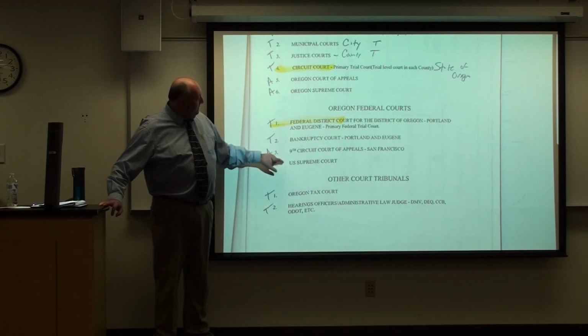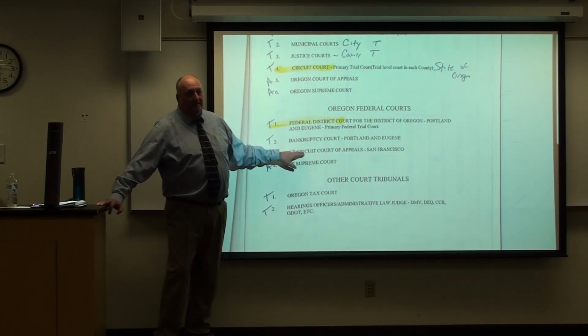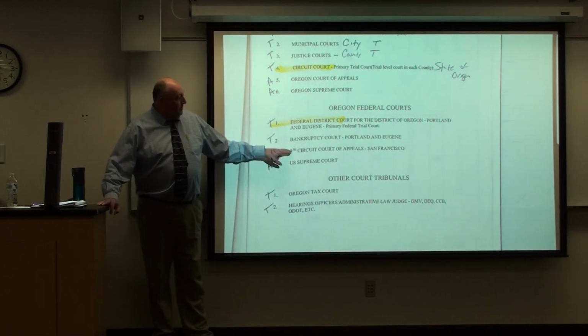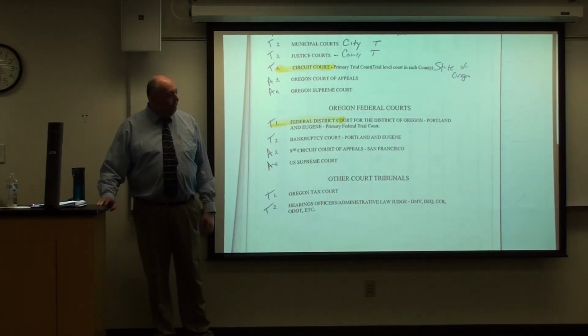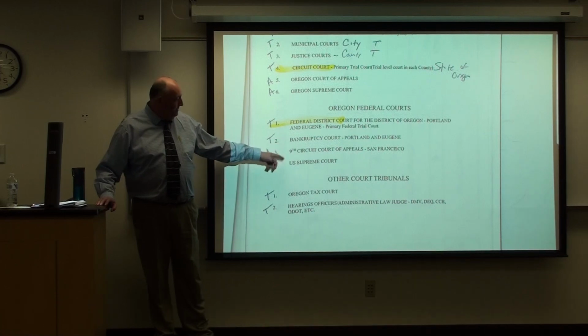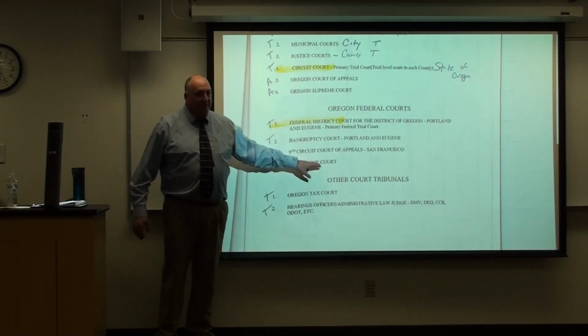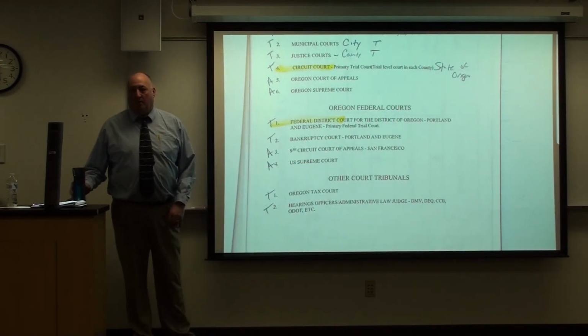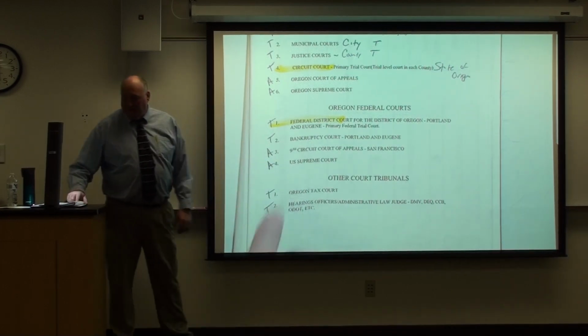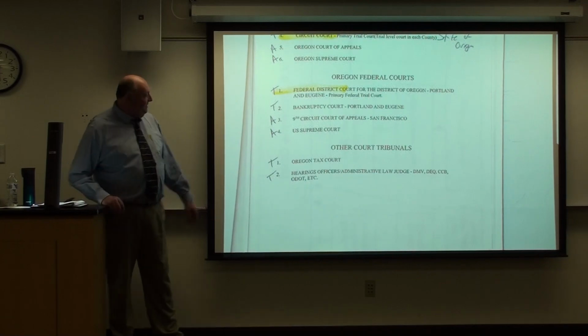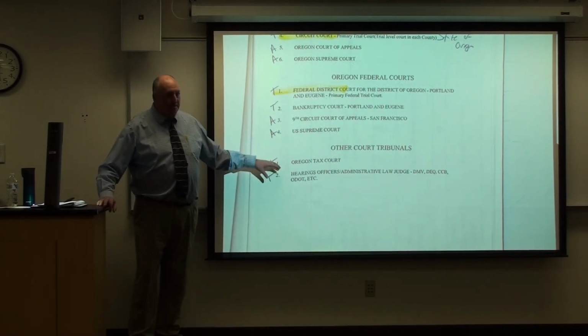And then we have the first level of appeal at the federal level. We are in the 9th Circuit Court of Appeals, which is located in San Francisco. And I'll show you that in a moment. And then at the highest level, of course, is the United States Supreme Court in Washington, D.C., which is an appellate court. And then down here, we have other tribunals.